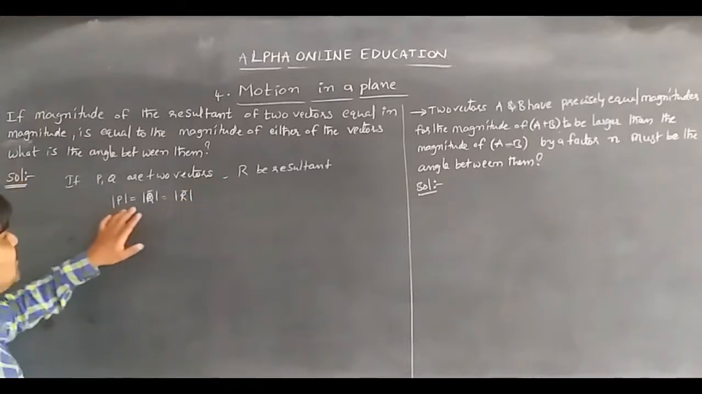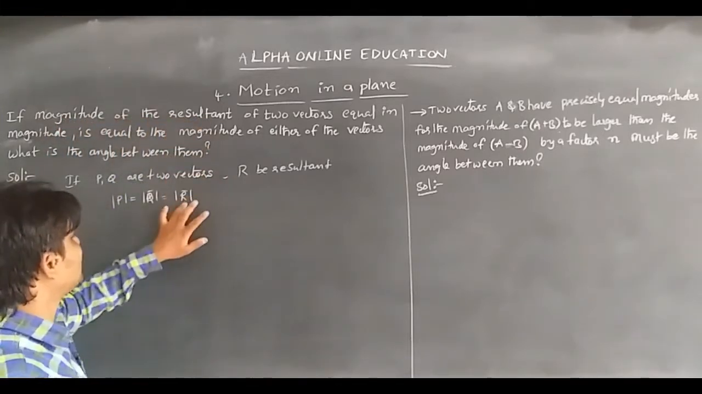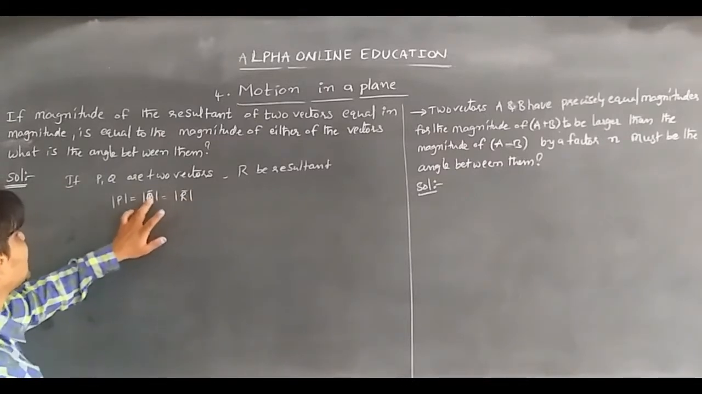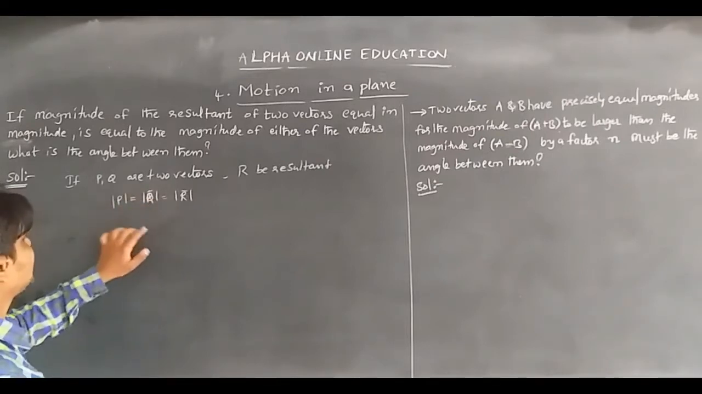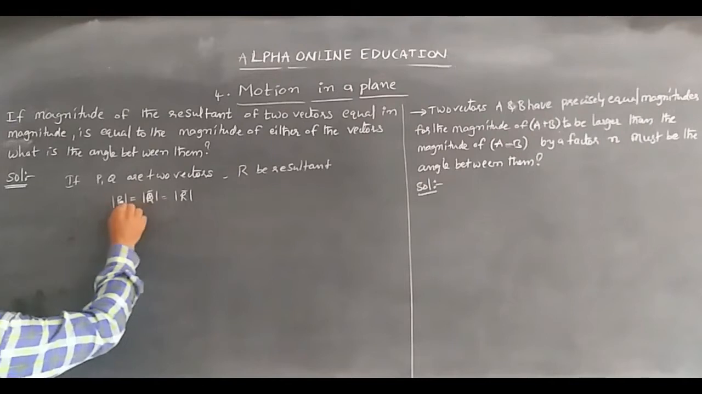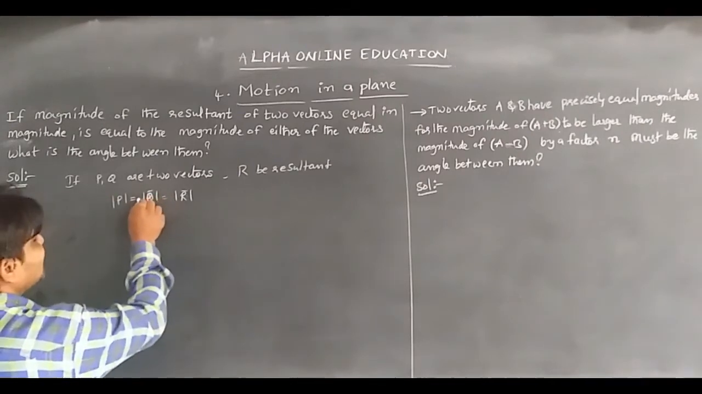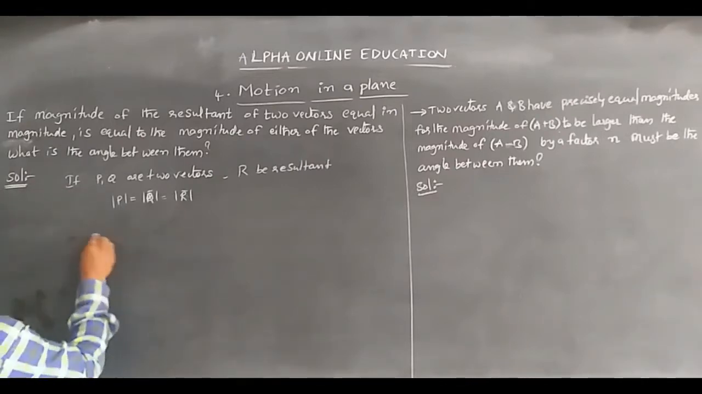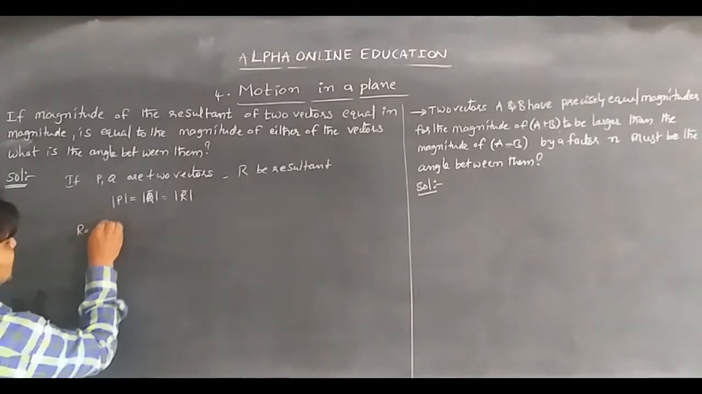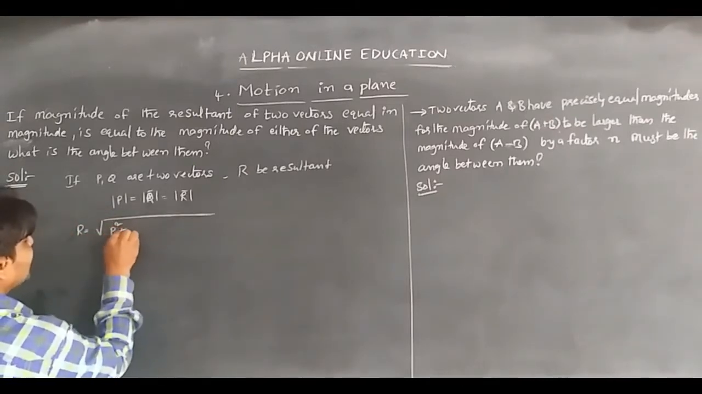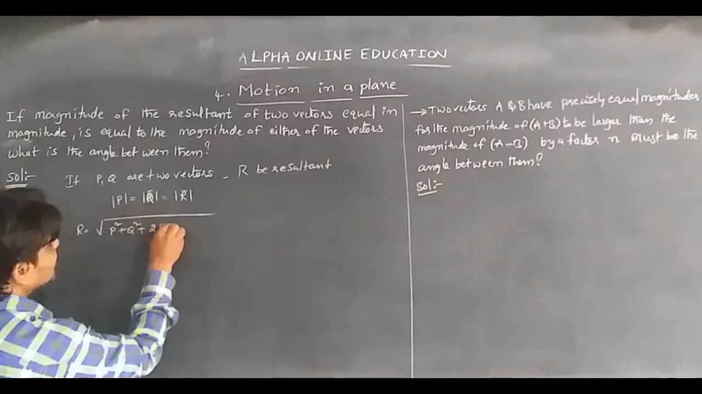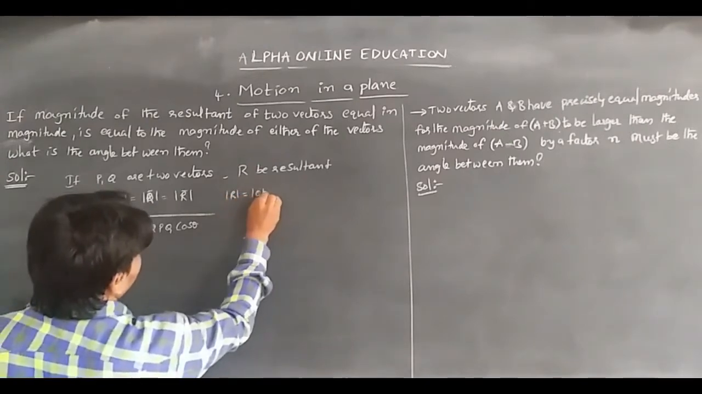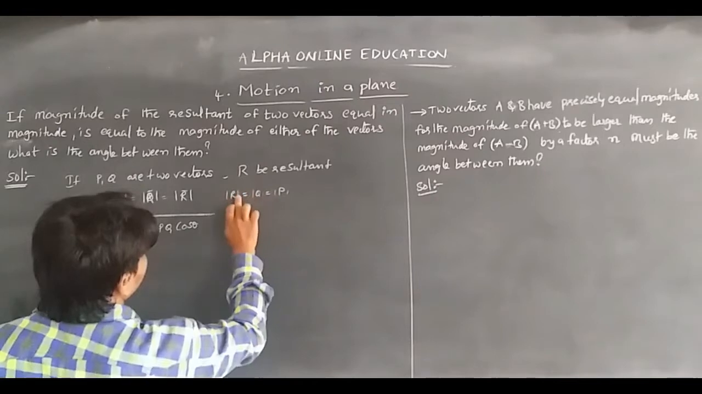That means the magnitude of the resultant of two vectors is equal to the magnitudes of either of the two vectors. So the two vectors are equal, P is equal to Q, and the resultant is also R. Here we have the formula for the parallelogram law: R is equal to the square root of P square plus Q square plus 2PQ cos theta. Here R is equal to Q is equal to P.